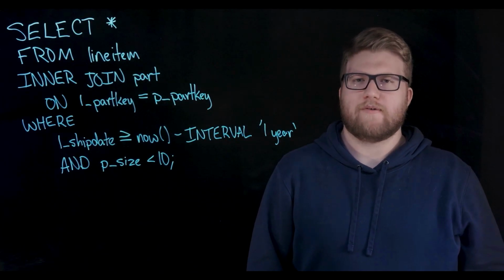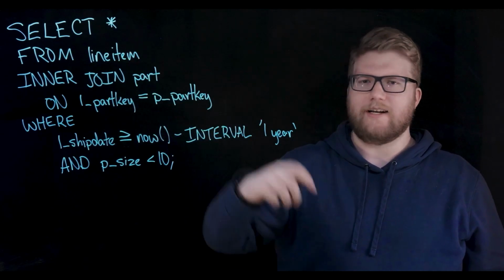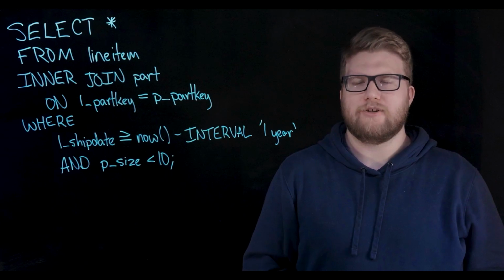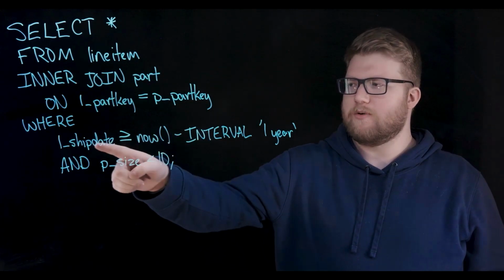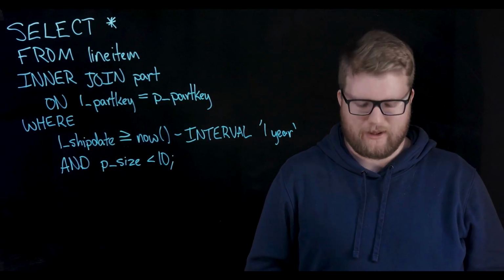Let's take a look at an example from the industry benchmark TPCH. In this case, we've written a query which takes line item, which contains information about orders, and then joins that with part, which contains additional information about what was contained within each order. The query also performs filters on both line item and on part, checking for orders that were placed within the last year and for parts that were relatively small.